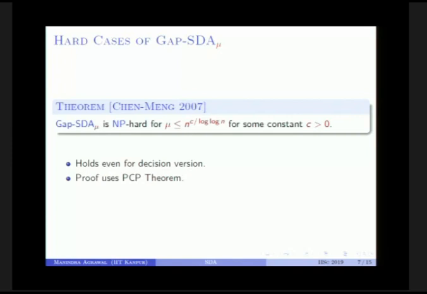So first, the hard cases of mu. This was a more recent result. Chen and Meng have shown that for mu less than n to the c by log log n, for some constant c, the problem remains NP-hard. So essentially it's saying that, for example, even a constant multiplier, mu, is not going to make the problem any easier. In fact, it goes much beyond a constant multiplier. Of course, the proof is much more complicated. It uses the PCP theorem, which is the usual tool available for this kind of gap amplification.